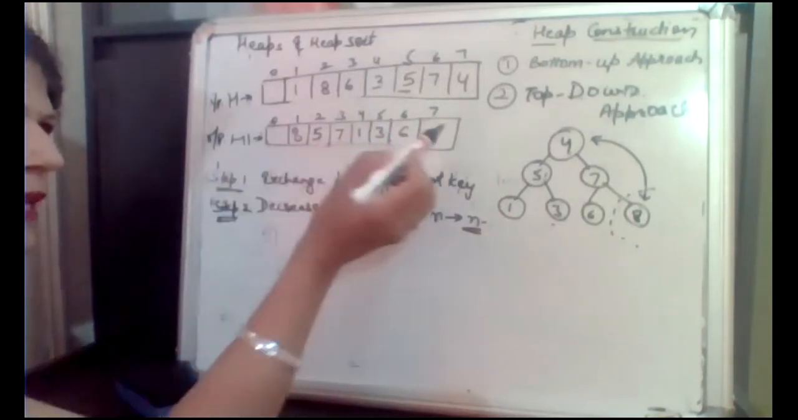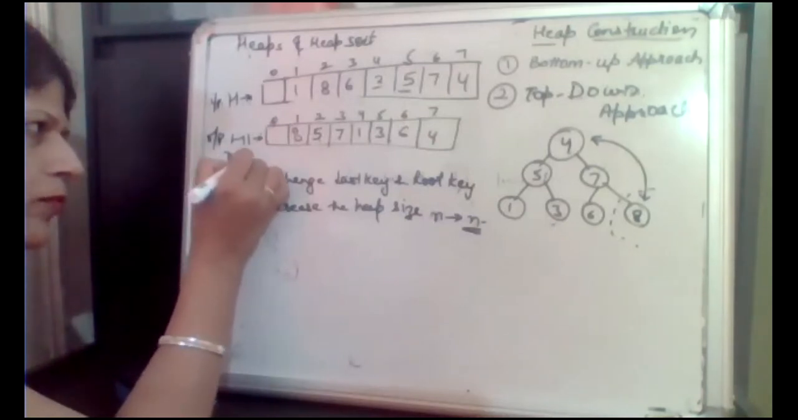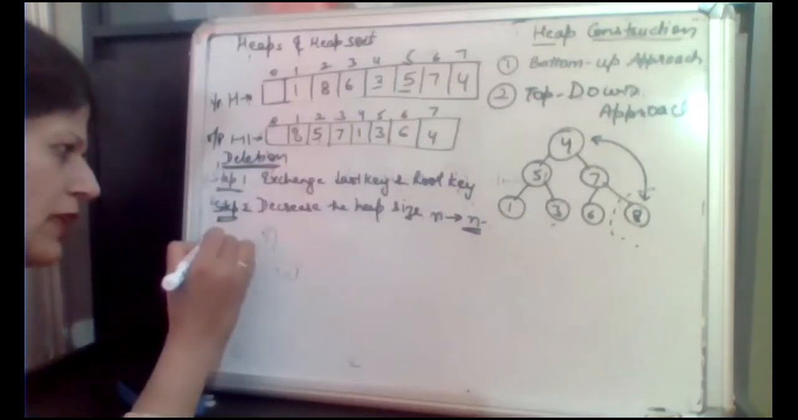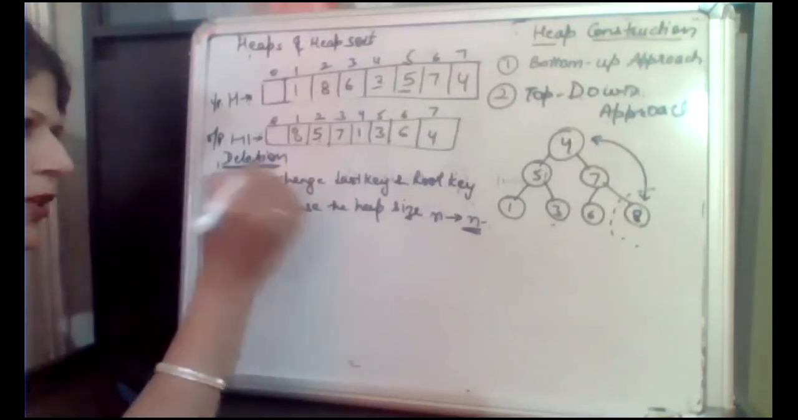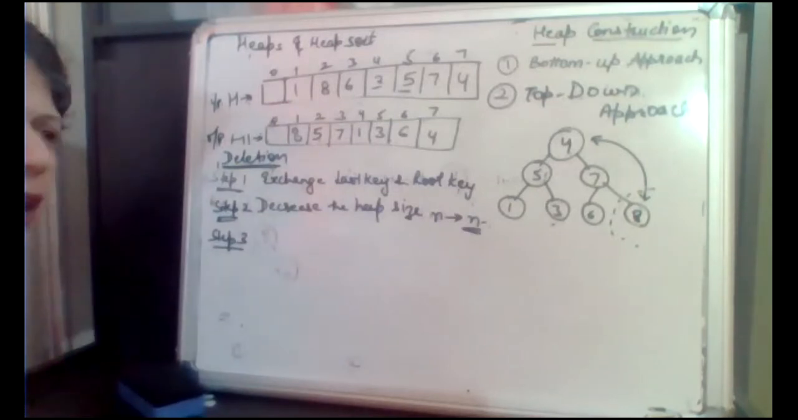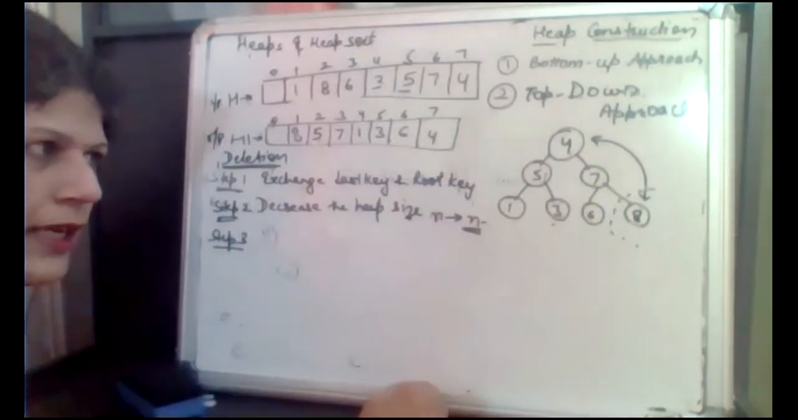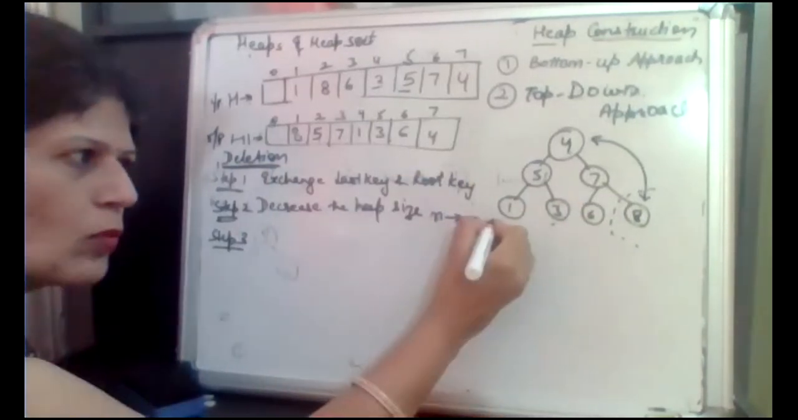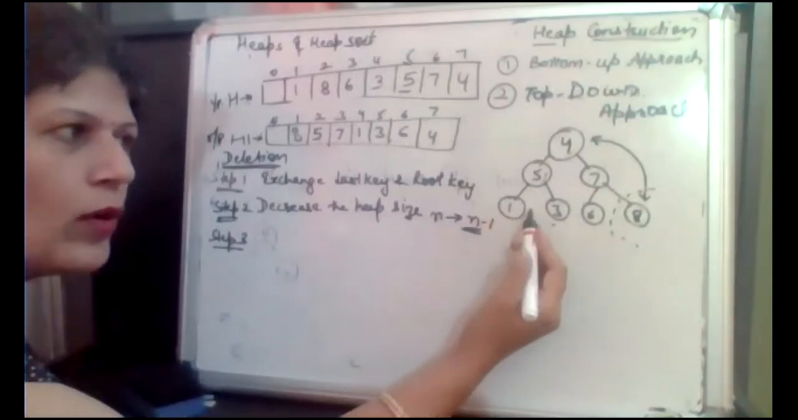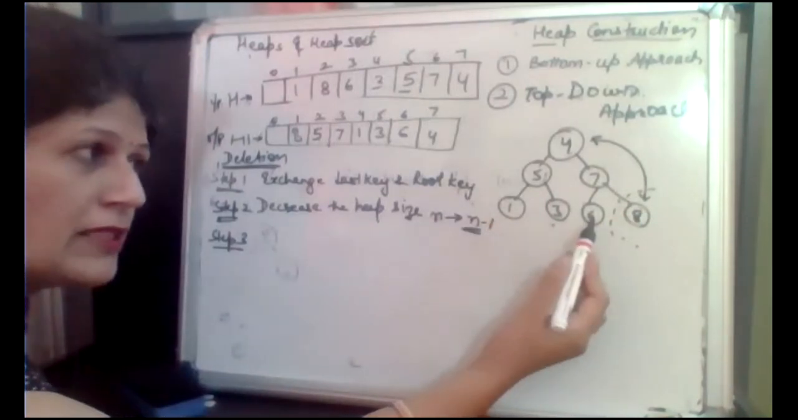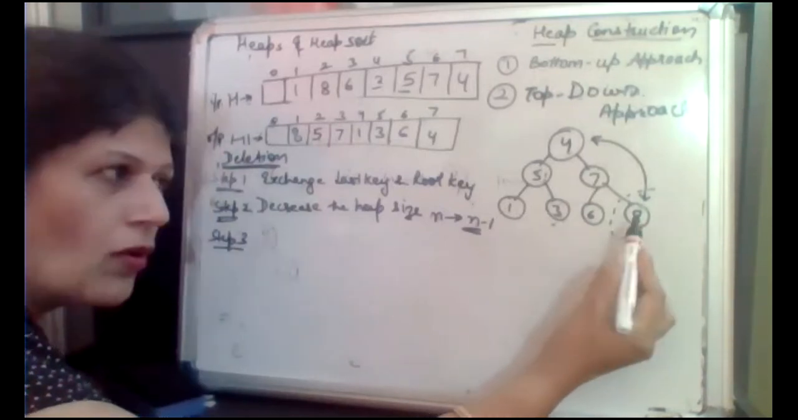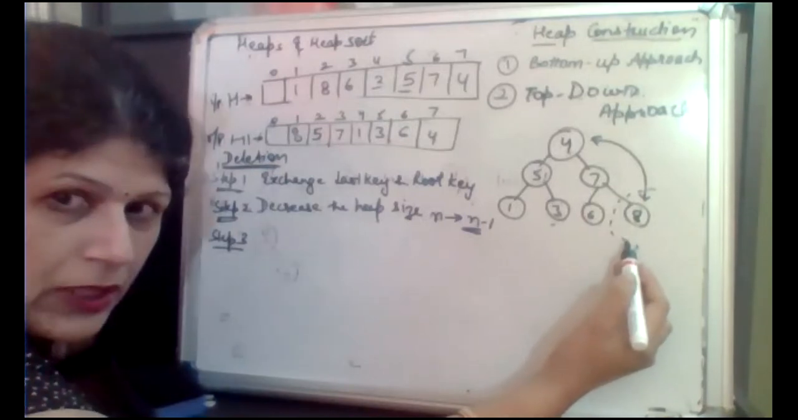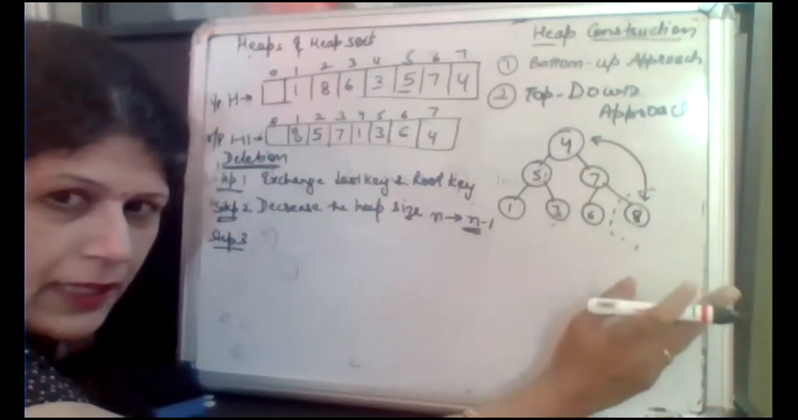So what I have told is that deletion from the heap has 3 steps. Step 1 says exchange the last key with the root key, and after that decrease the heap size from n to n minus 1. So earlier in this heap you had 7 elements. Right now it will be 6 elements, and the nth element, or the 7th element, is taken out. So that is the top of the heap that we have taken out. Fine.